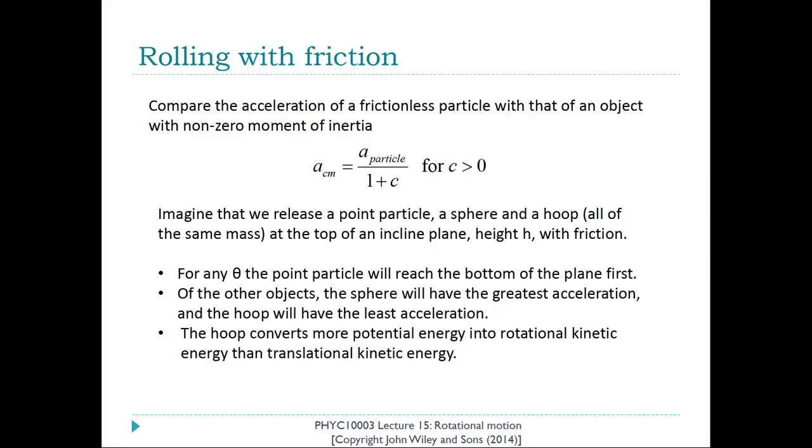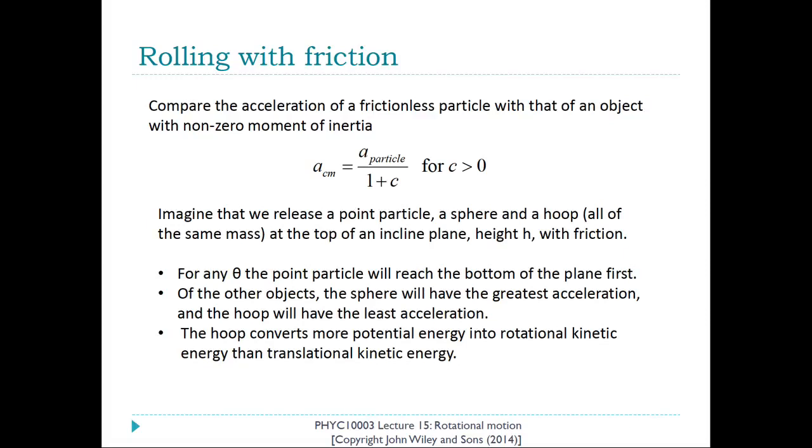So now we can compare the acceleration of a frictionless particle with that of an object with non-zero moment of inertia. So it has some moment of inertia. Imagine that we release a point particle, a sphere, and a hoop. They all have the same mass at the top of that inclined plane with some height, with some friction. For any value of theta, the point particle will reach the bottom of the plane first. For the other objects, the sphere will have the greatest acceleration and the hoop will have the least acceleration.